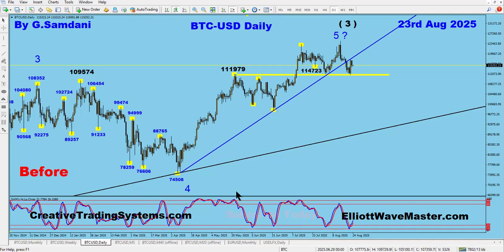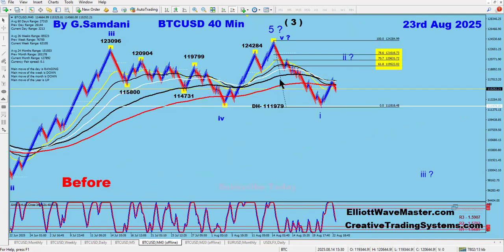So wave one of A is this. You can see this one. This is wave one of this wave A going to the downside. So this is going to be wave one, if I'm correct. And then where's wave two? This rise is going to go up around this area. Usually wave two is somewhere at 61 to 78%.